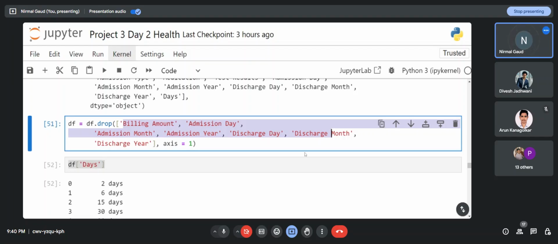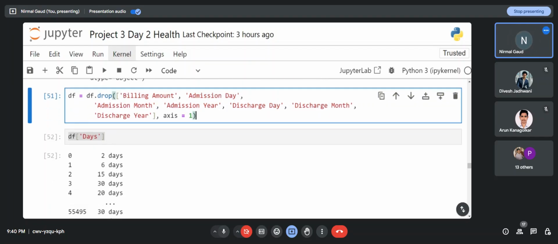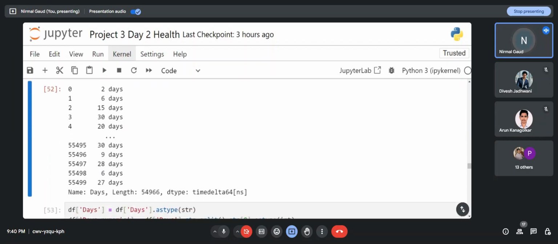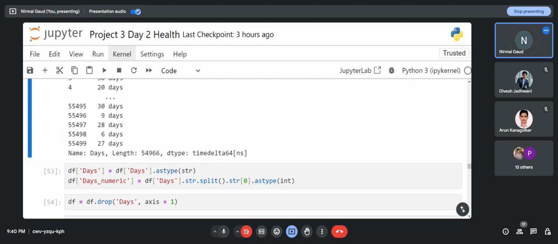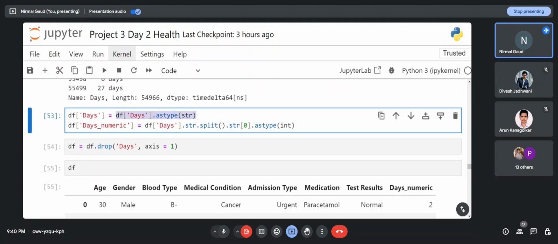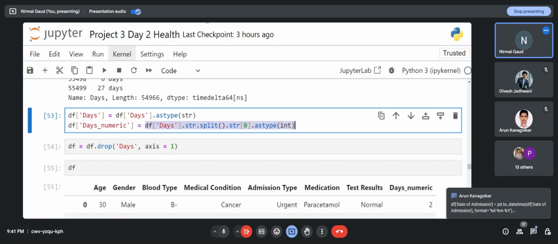Okay, so I just drop them, and then here are the days, like 2 days, 6 days, and all these things. What I did is I converted it into string type because they are in date time format. Then I split the days and only picked the zeroth location value. That is your value. That is again a string type, but I need to convert it into integer, so I picked that thing only.